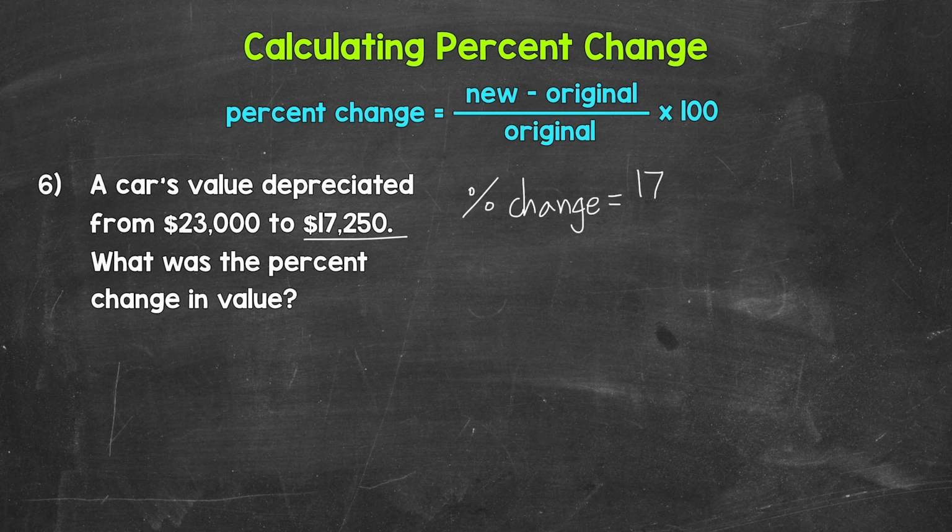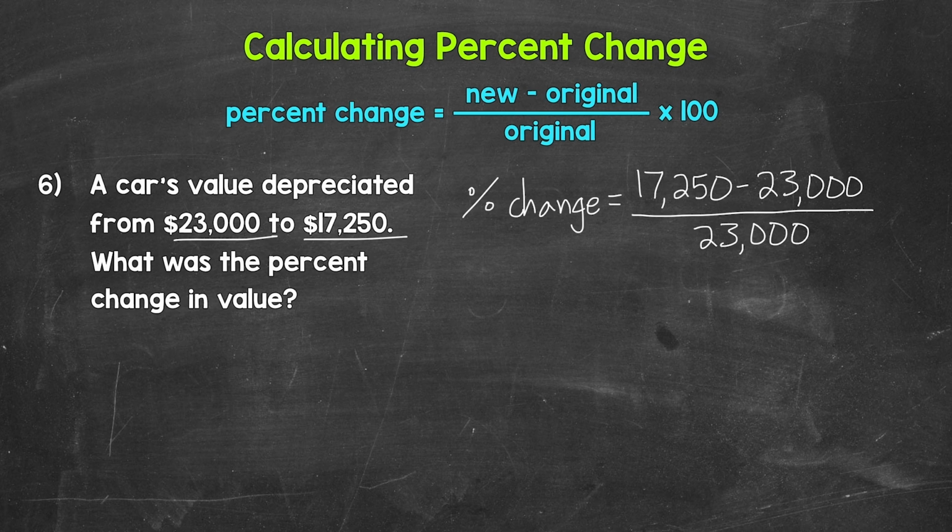So $17,250 minus the original value. So what was the value of the car to start with? Well, $23,000. So minus $23,000. And then we divide by the original value, which again, that's 23,000. And then we multiply by 100.